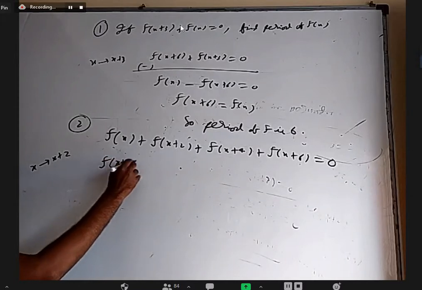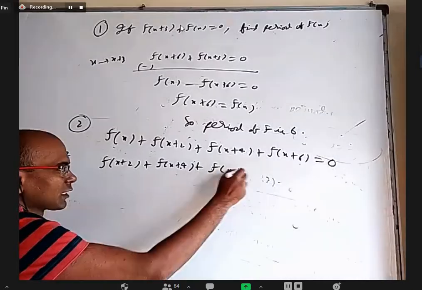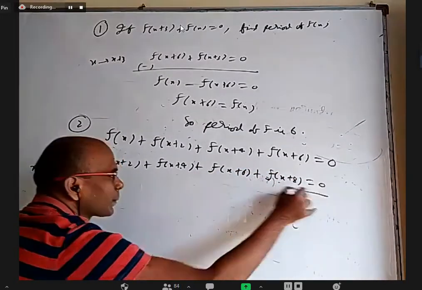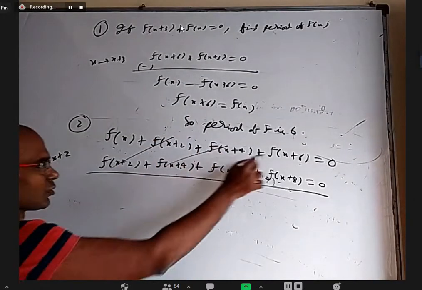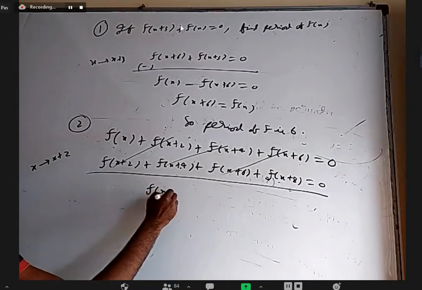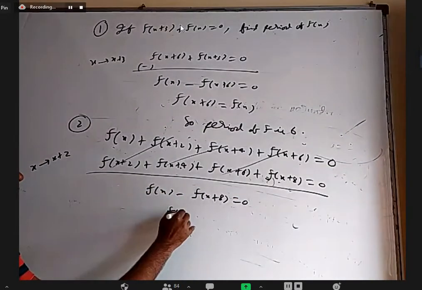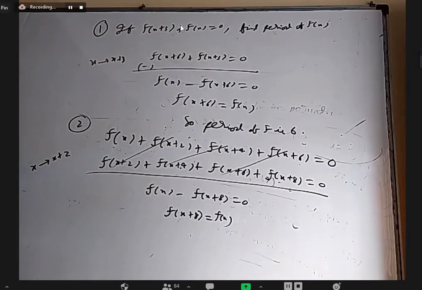You will get f of x plus 2 here, x plus 4 here, x plus 6 here, x plus 8 here. When I subtract, x plus 2 will go, x plus 4 will go, x plus 6 will go. I'll get f of x minus f of x plus 8 equal to 0. So f of x plus 8 equal to f of x. So period is 8. If it is 8, it is also 16, 24 and so on, but the fundamental period is this. So period of f is 8.